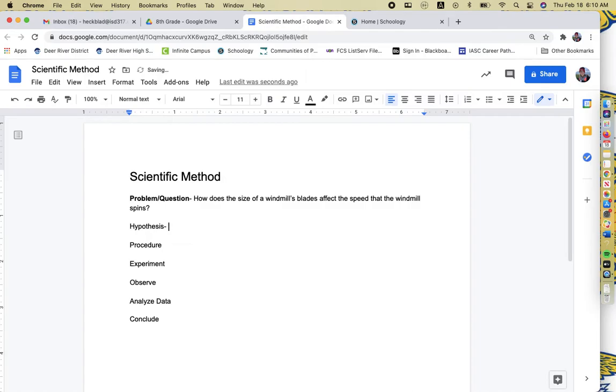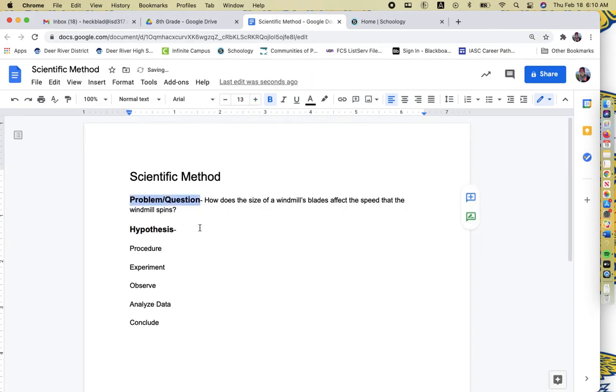So, the next step of our process is hypothesis. So, you can write down the word hypothesis. I'm going to jack up the size of these heading fonts. What is a hypothesis? Yeah, so it's an educated guess. You look at that question and you're like, what do you think is going to happen? How does the size of the windmill blades affect the speed of the windmill? Well, bigger blades are either going to be faster or slower.